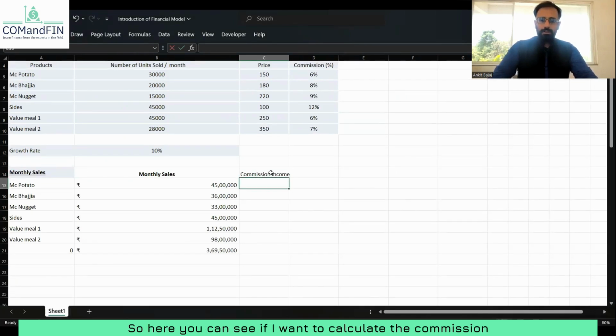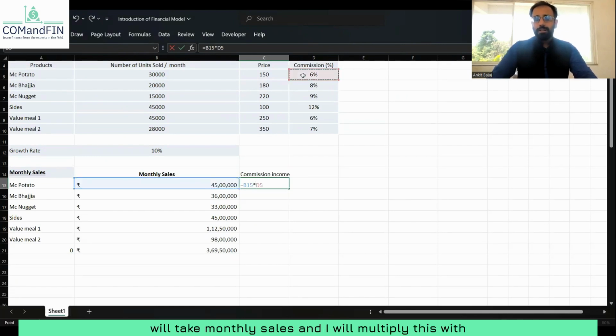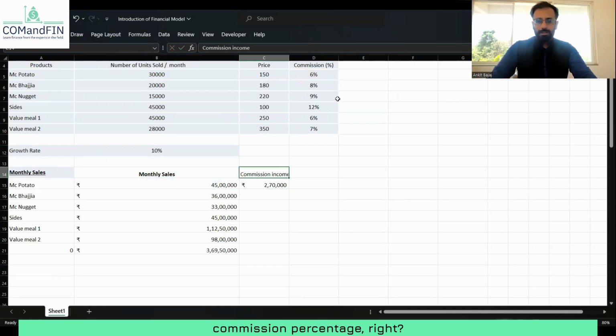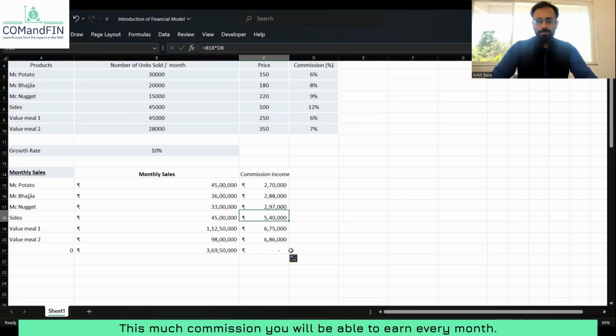So here you can see, if I want to calculate the commission income, what I will do is take monthly sales and multiply this with the commission percentage, right? So this much commission you will be able to earn every month.